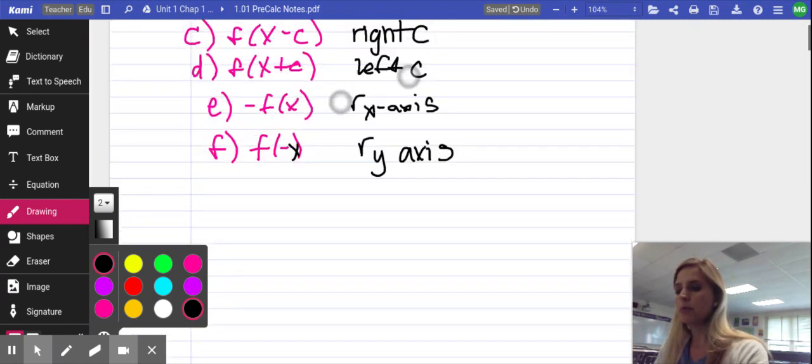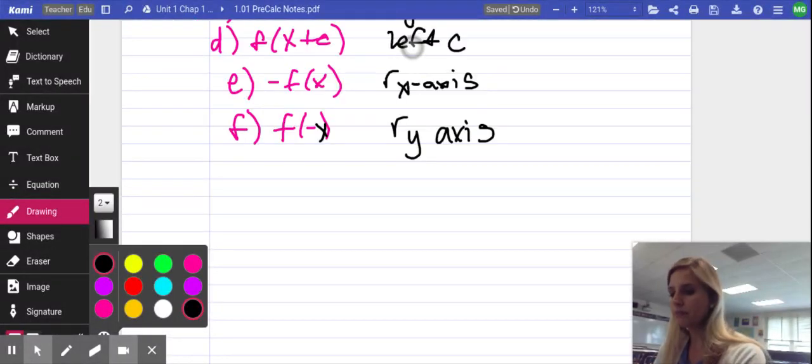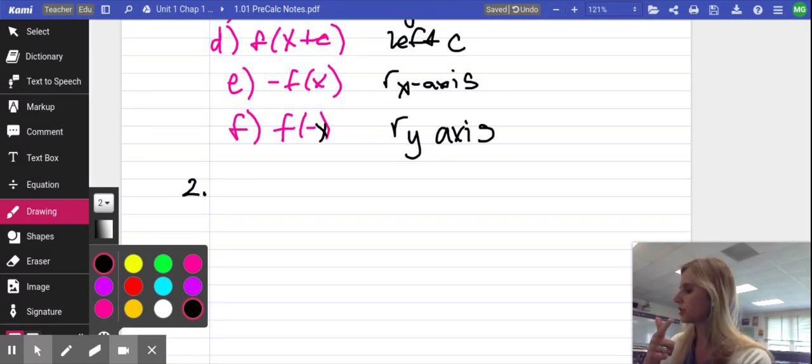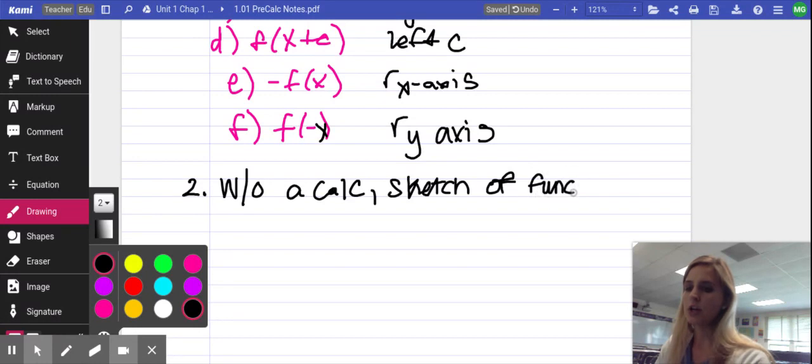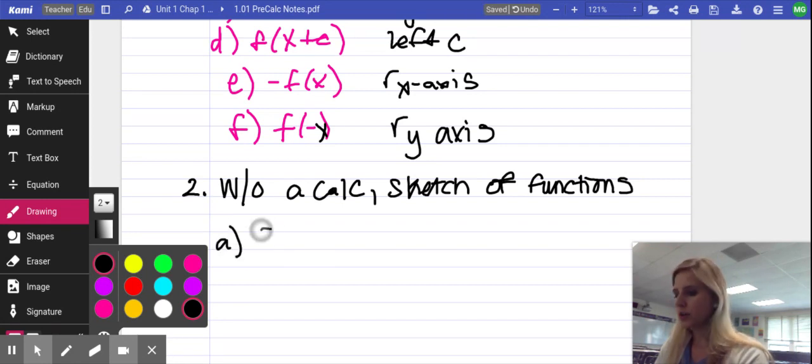Now we're going to take a look at a couple of different graphs and talk about what their parent function is and what the shift is that's occurring. I want you to do all of these without a calculator. I want you to give me a nice sketch of these functions. So have that other sheet open as well. If you printed it out, you can have it right next to you. And you first want to identify what the parent function is.